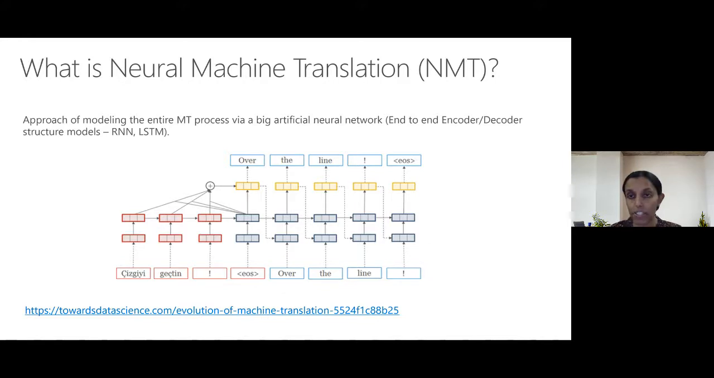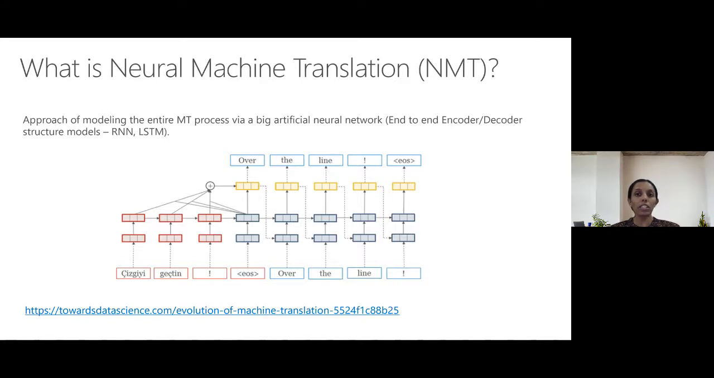Now this was not very efficient, so everyone did a lot of research, and neural machine translation seems to have the highest effectiveness in translation. Here the entire goal is to model the entire machine translation process via a really big artificial neural network. So you essentially have an end-to-end encoder-decoder structure. We will get into this in more detail, and then you'll understand what an encoder is and what a decoder is. This is the little theoretical part that we'll look at in the language model section.